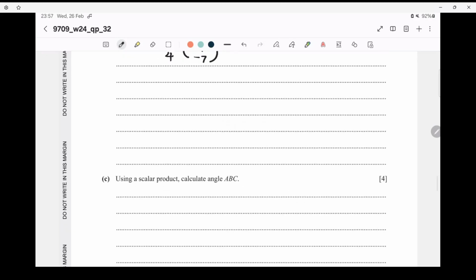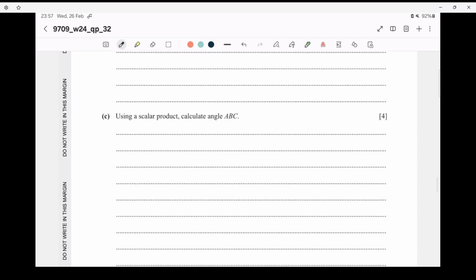Using a scalar product, calculate the angle ABC. So if you want to calculate the angle ABC, you need to calculate the dot product of BA with BC. And we know that this is equivalent to the magnitude of BA times the magnitude of BC times the cosine of the angle in between.